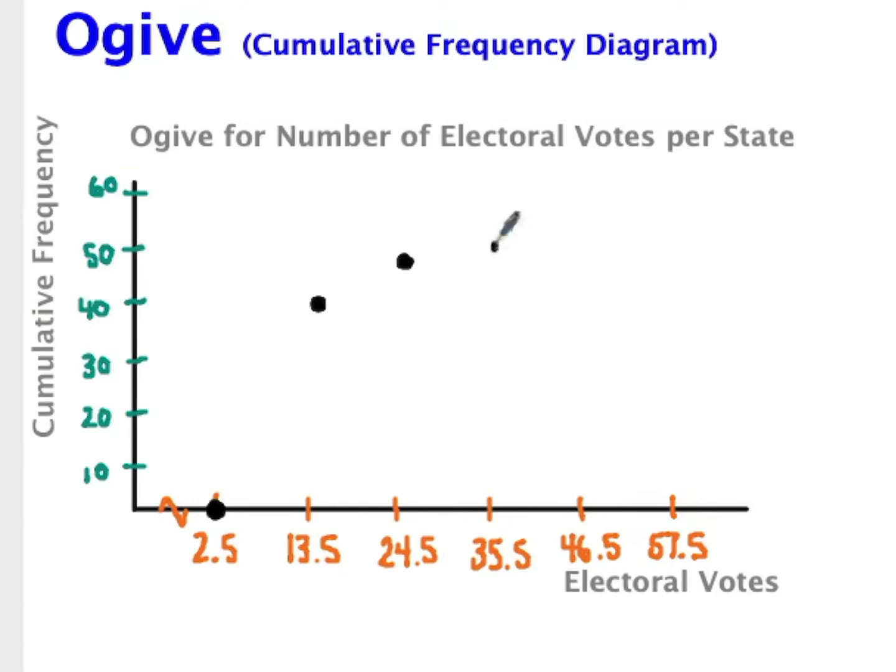And then we had 2 more. And then we had 1 more. And then we had 1 more. And we're going to connect those with lines. So an ogive will always be an increasing graph. And I'm not sure my numbers did a very good job, so I'm going to label those.